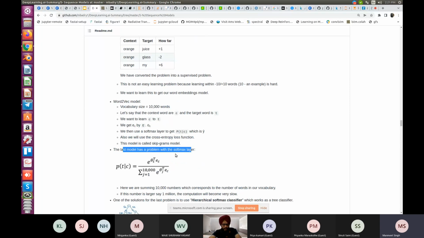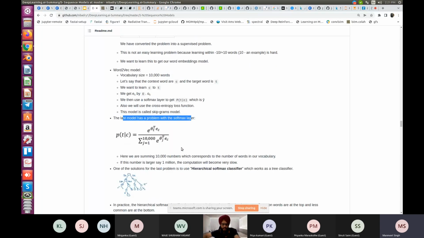We have already discussed this before. Softmax is nothing but you take e to the power of every node, if you have let's say 10,000 nodes in the last layer, and then you compute a sum of that, and then you divide e to the power of x by that sum. That would give you the probability of target conditional on the context. Now here we are summing 10,000 numbers, which correspond to the number of words in our vocabulary.